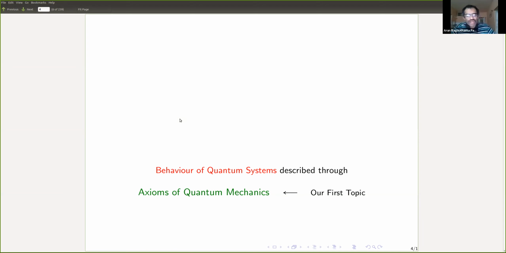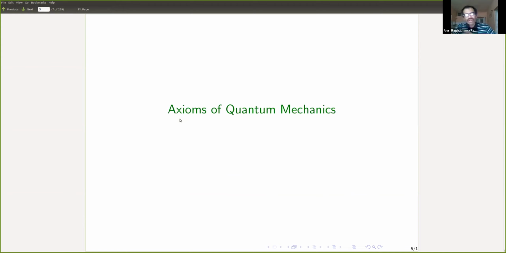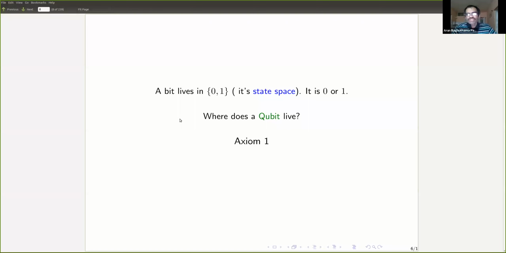Again, as I said, I will always contrast classical information and quantum information, so you get a feel. Let's look at classical information, or classical data. A bit lives in the set 0, 1. So its state space is the set 0, 1. And a bit can be either 0 or it can be 1. So the question is, where does a qubit live? Axiom 1 answers this question.